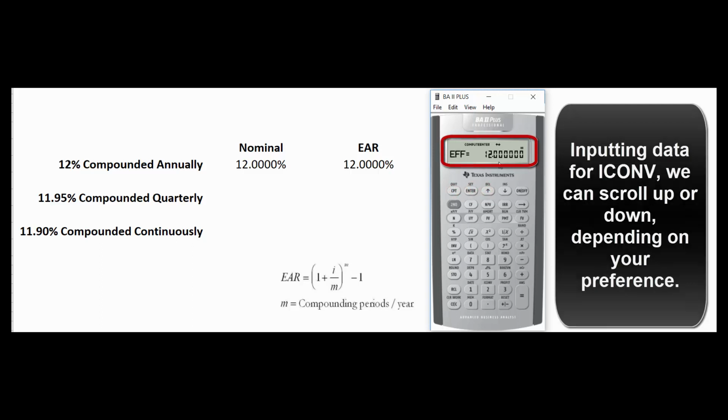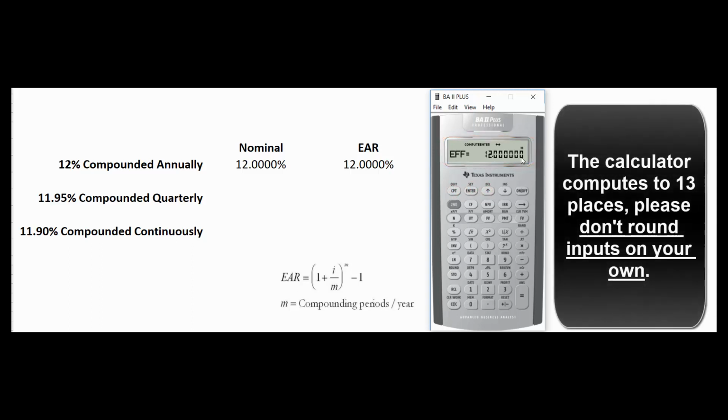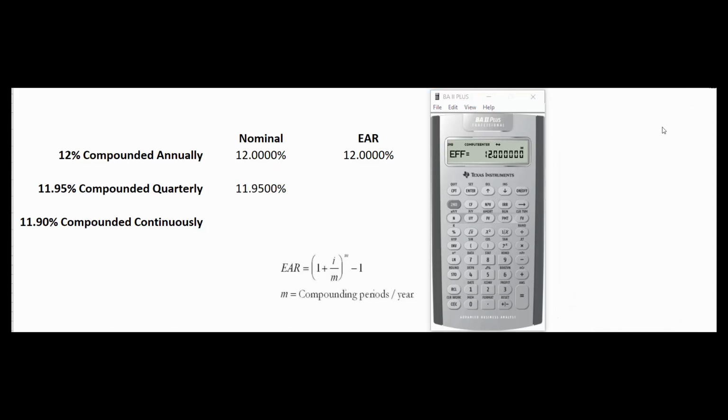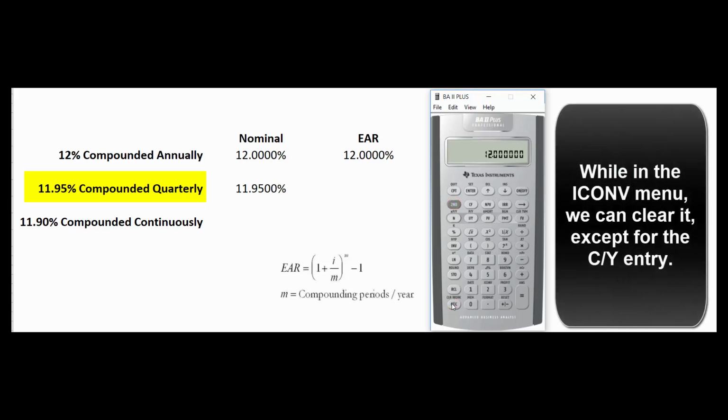By the way, please notice I've got the calculator set to show us 6 decimal places. The most it will show you is 9, but please remember that the calculator does everything out to 13 decimal places. All right, let's do the next one. Let's hit second clear to clear everything out of that interest conversion menu. And by the way, for some reason it never clears the compounding periods per year.